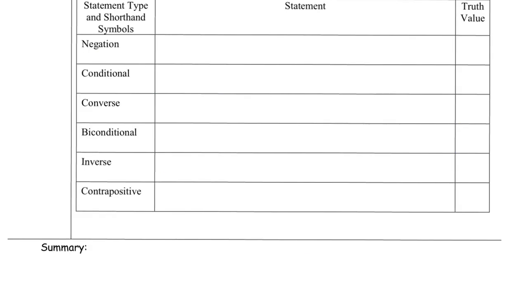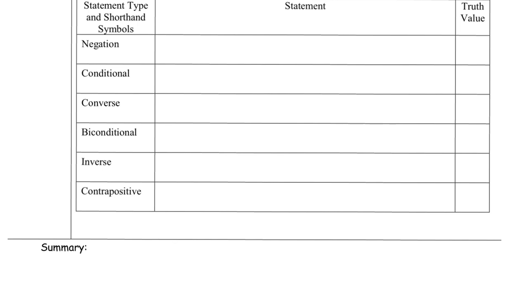So now you're just going to do some practice on your own. Your statement is: supplementary angles add to 180. So your hypothesis is supplementary angles, and your conclusion is add to 180. Be sure that when you're writing your statements that you include the symbols for each related conditional statement.